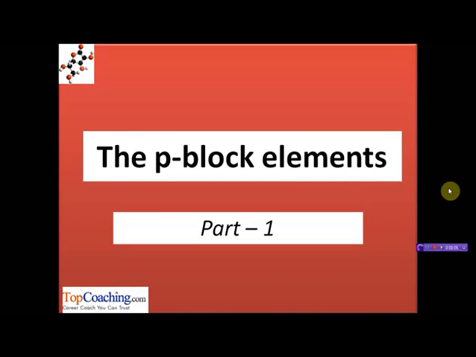In our last two sessions, we discussed the S block elements. From this session onwards, we are going to start with the P block elements. And in this first part of our discussion on the P block elements, we are going to start with the first group of P block, that is group 13.